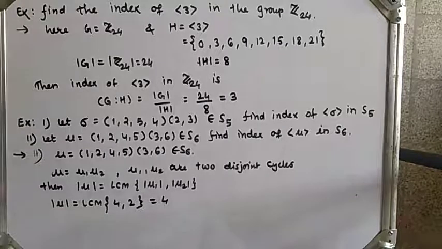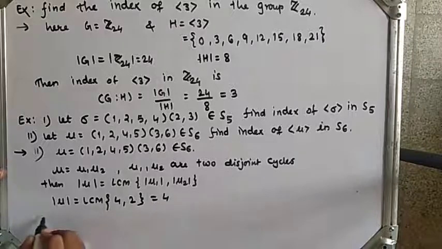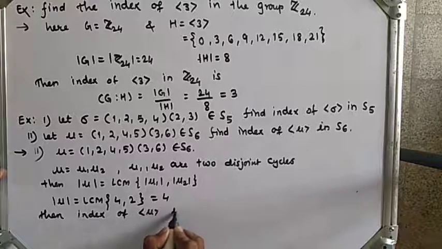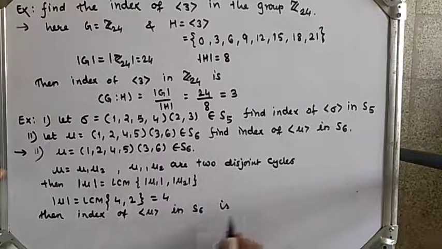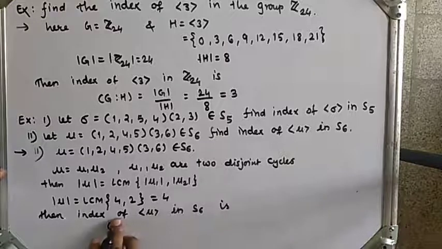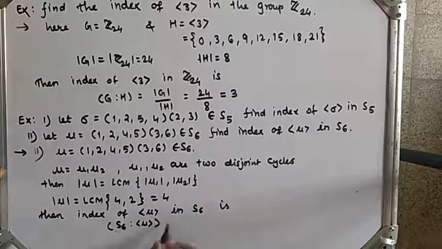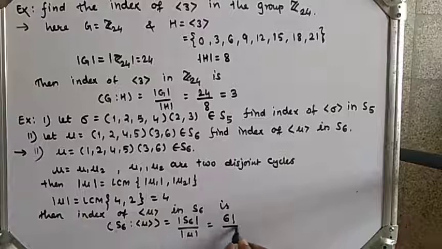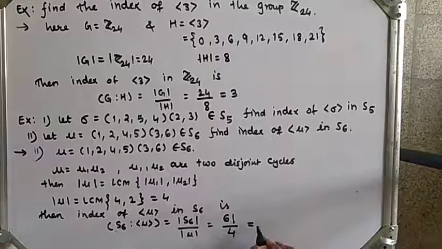Now to find the index of mu in S6, index of mu in S6 is equal to order of S6 upon order of mu, where order of S6 is 6 factorial and order of mu is 4. So after solving 6 factorial upon 4, we will get the answer 180. So index of mu in S6 will be 180.